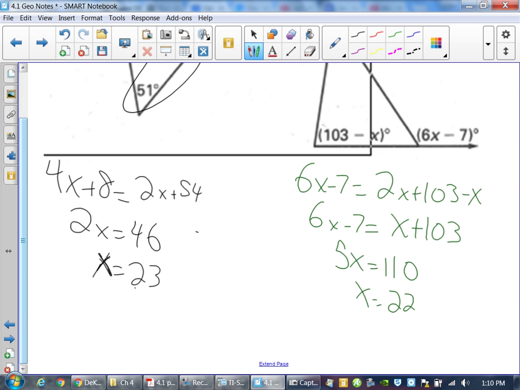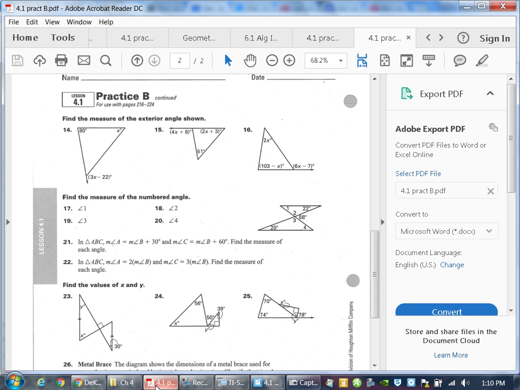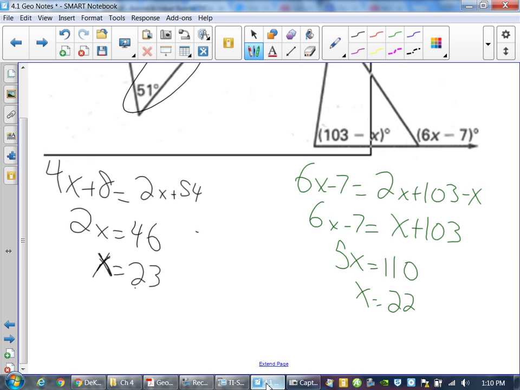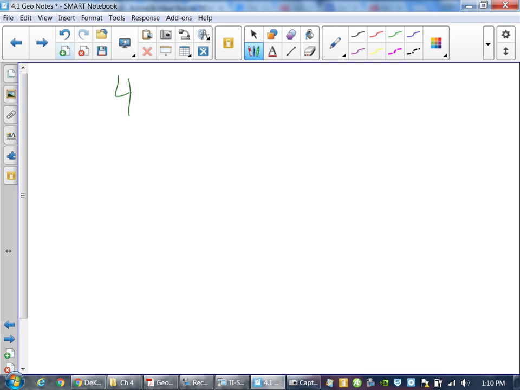Let me give you guys some problems then. What I want you to do is in the book, and I've got to remind you guys how to get to the book. It's on page 221. It's section 4.1, page 221. 14 through 36 evens.